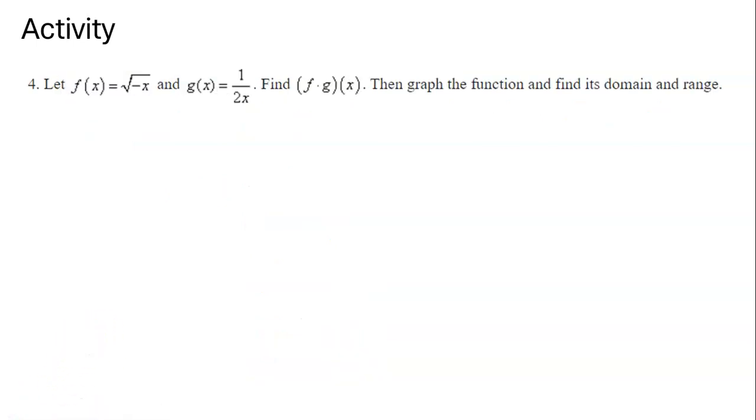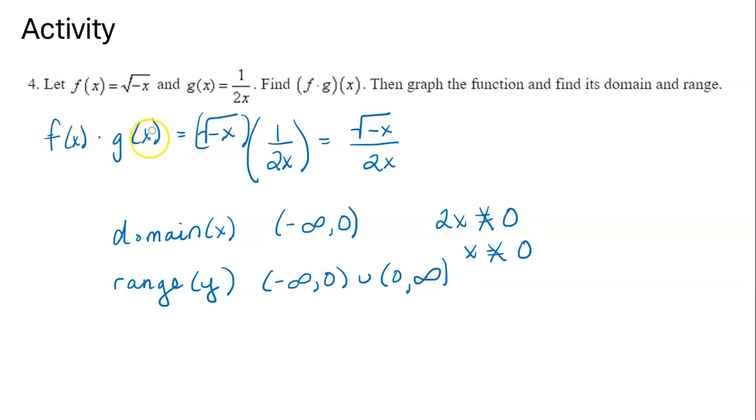Okay, we've got one more. I have just enough time to kind of explain this. F of x times g of x. So this is f of x, that's g of x. If I multiply those, I get this. My domain is negative infinity to 0. My range is negative infinity to 0 and 0 to infinity.